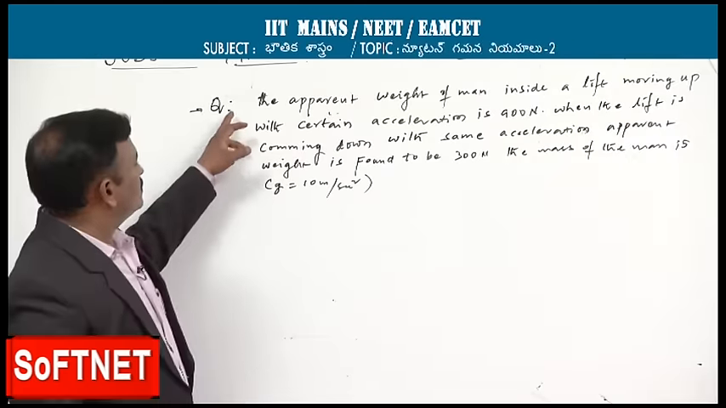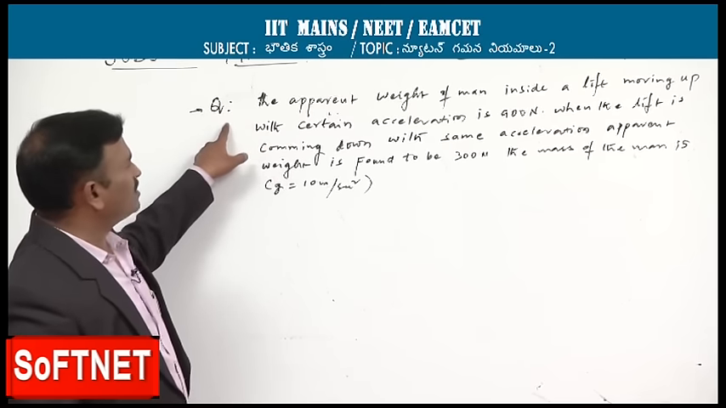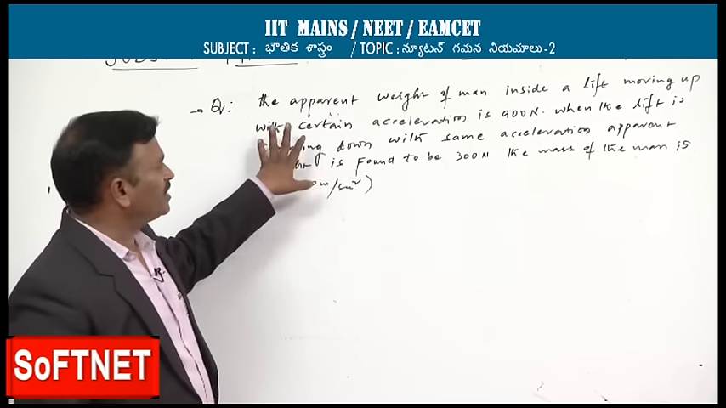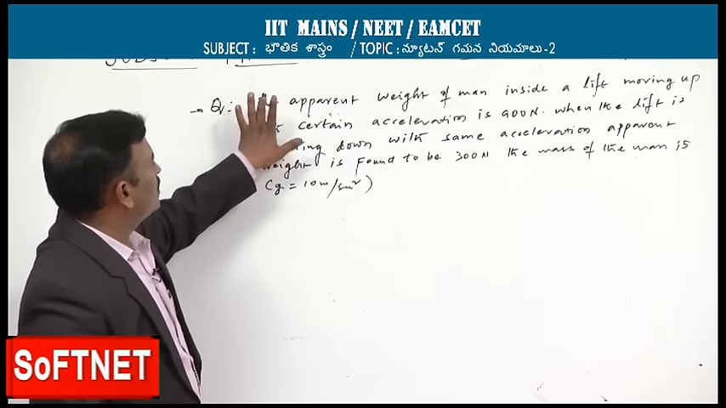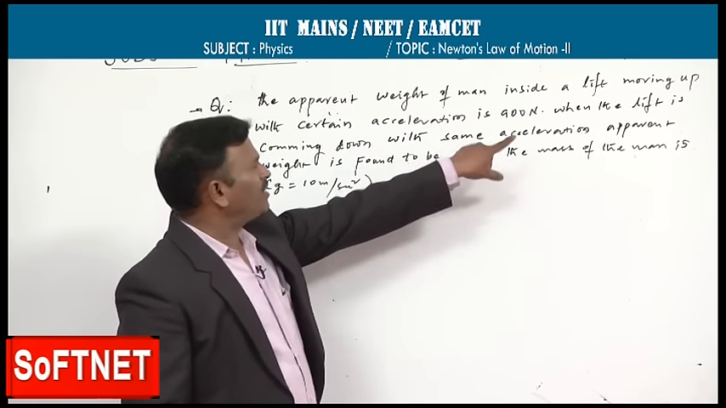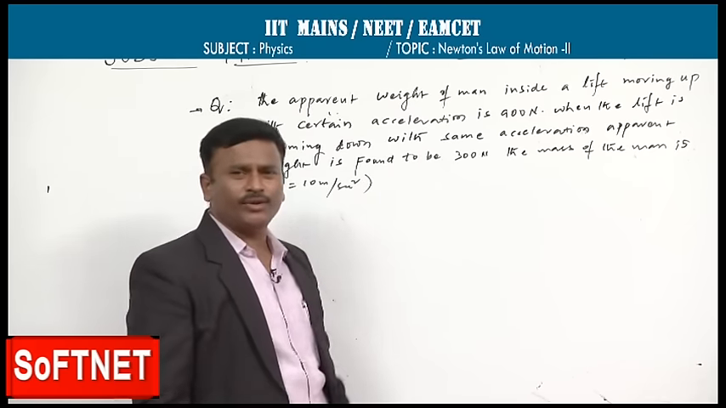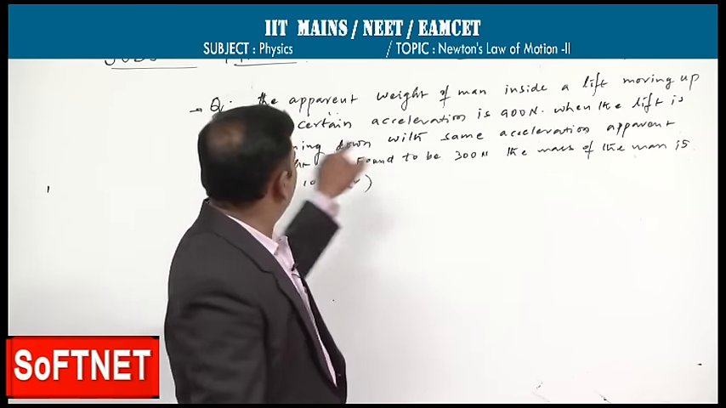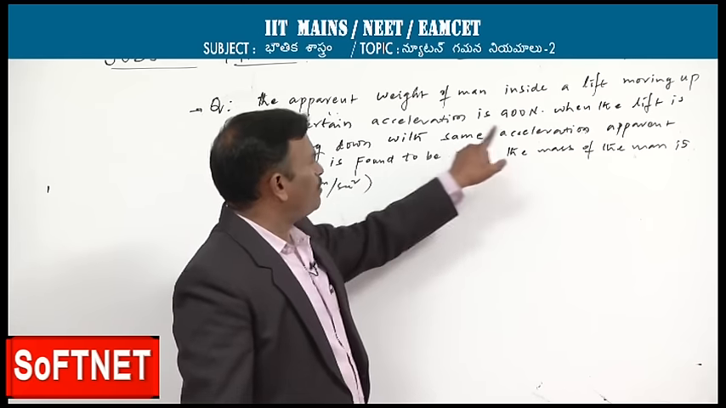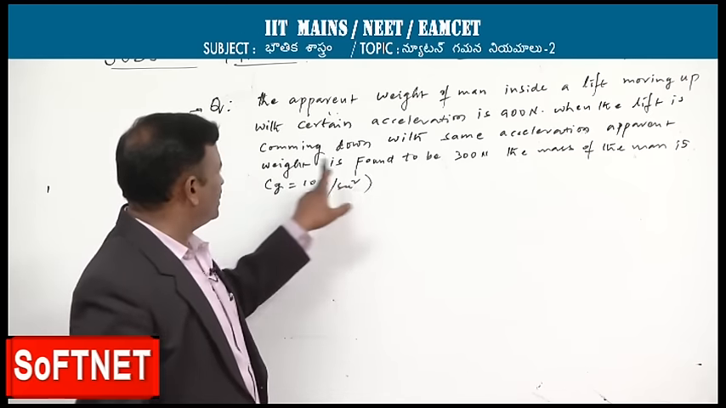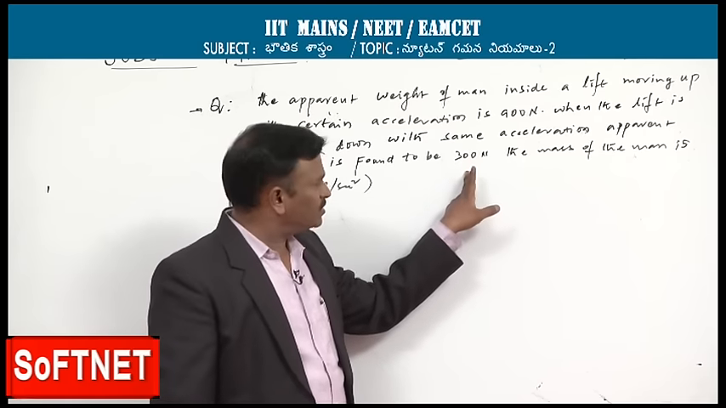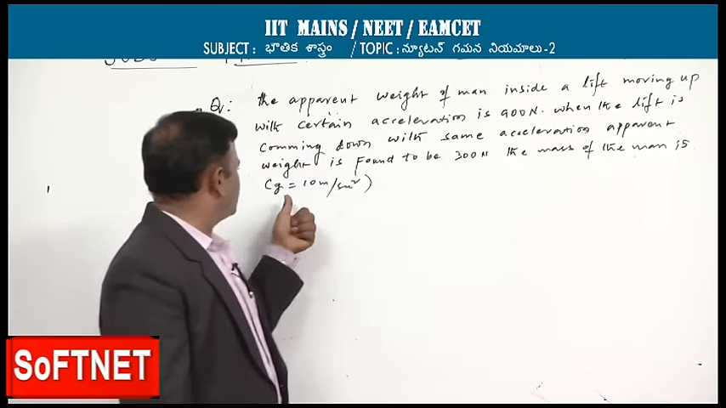Let us see an example problem based on the apparent weight of a person in the lift. The question is: the apparent weight of a man inside a lift moving up with certain acceleration is 900 newtons. When the lift is coming down with the same acceleration, the apparent weight is found to be 300 newtons. The mass of the man is how much?